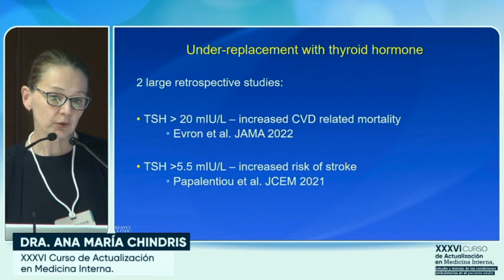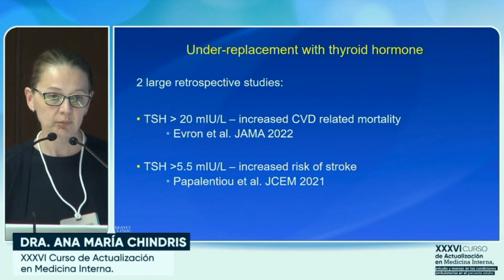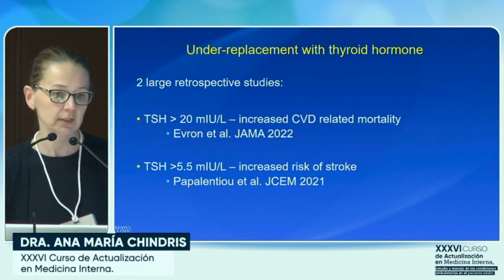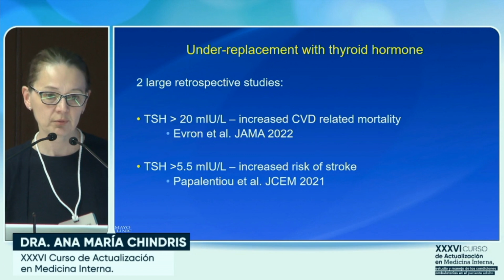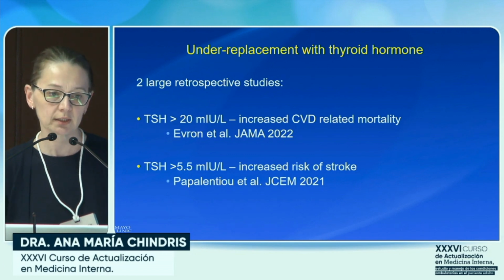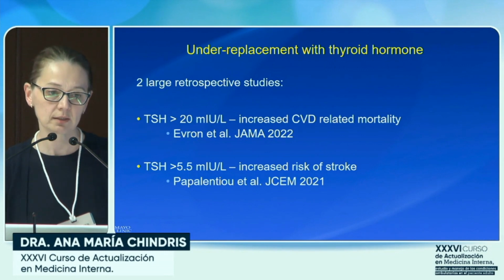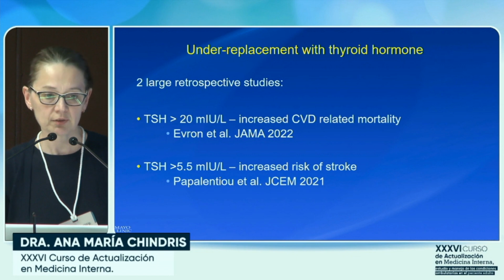The under-replacement with thyroid hormone can also be a problem. There are 2 large retrospective studies that show that a persistent TSH over 20 was associated with increased cardiovascular-related mortality. Then a second study demonstrated that a TSH over 5.5 milli-international units per liter increased the risk of stroke.